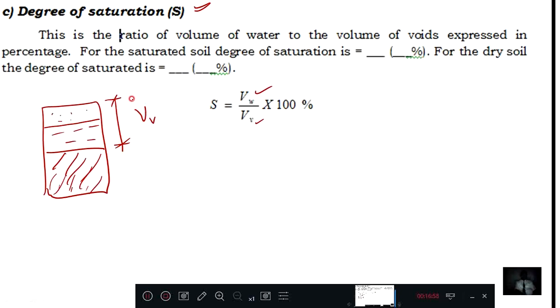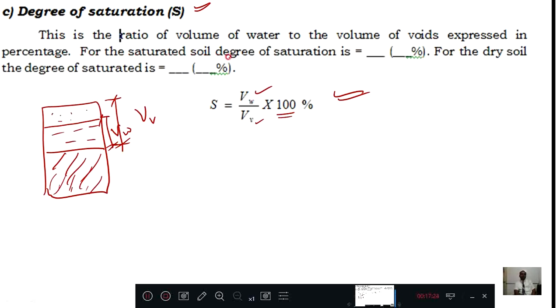But in this volume of voids, how much water is there? That can be expressed as Vw by Vv, and S equals Vw by Vv is the degree of saturation. It is the ratio of volume of water to the volume of voids, expressed as a percentage. You can multiply by 100 and you will get a percentage.